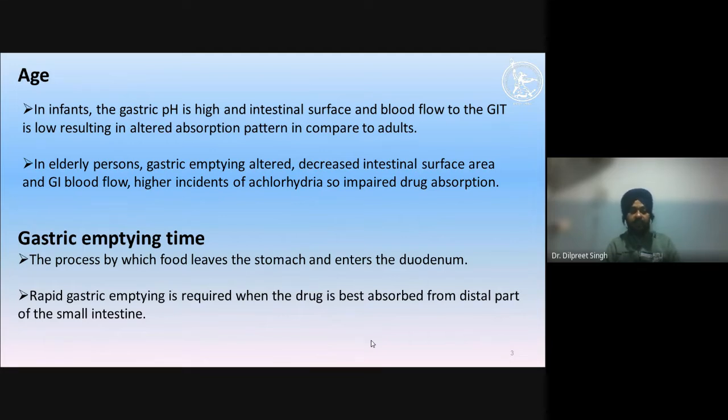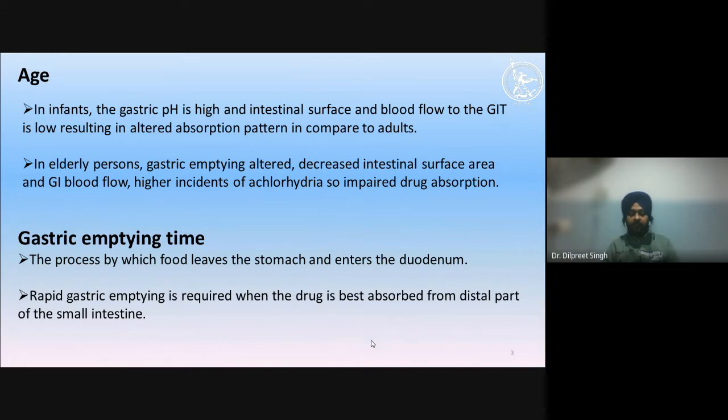In the case of infants, the gastric emptying time is the process by which food leaves the stomach and enters the duodenum. Rapid gastric emptying is required when the drug is best absorbed from the distal part of the small intestine. Gastric emptying time is one of the most important parameters when we study the drug in the fed and the fasted state.